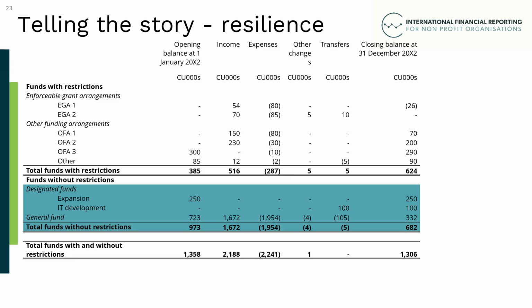The proposed disclosures also provide information about funds without restrictions. This can be useful to explain the policy for holding funds without restrictions, or why funds are being set aside in designated funds. Holding adequate funds without restrictions is important to provide a buffer against external factors or events. This is crucial to assessing financial resilience.